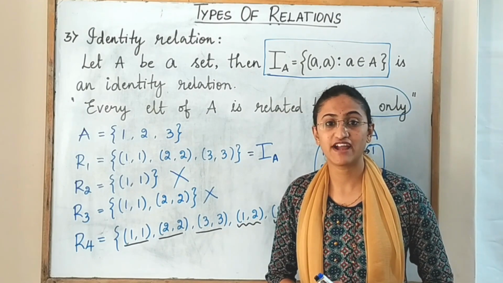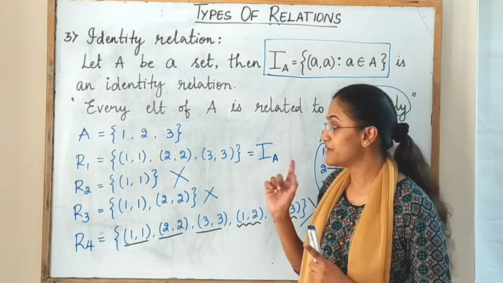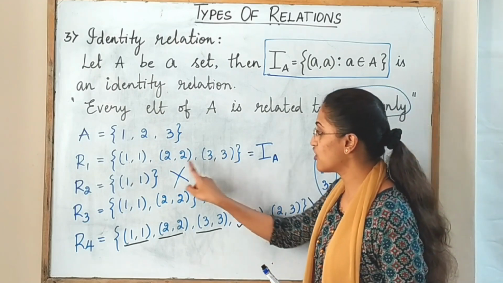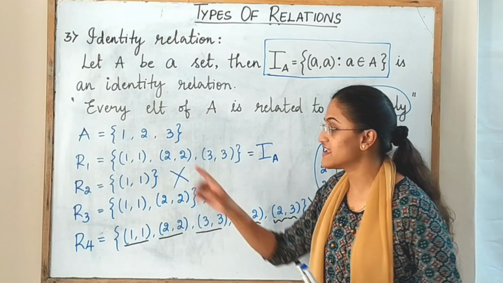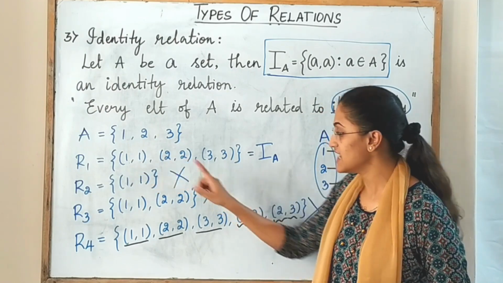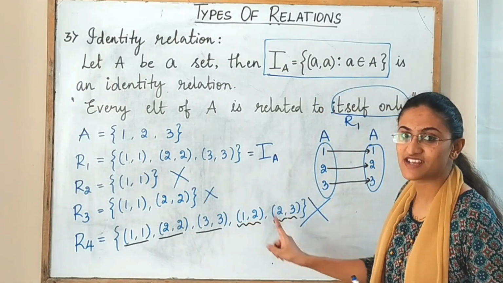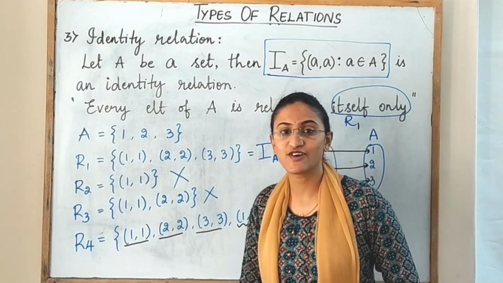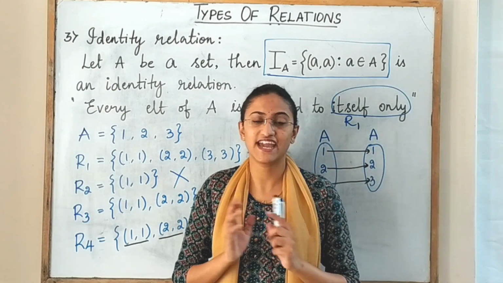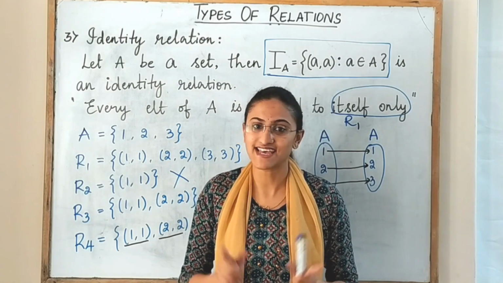I hope you're clear with the identity relation. Be careful that only the like ordered pairs should be there in the identity relation, and unlike ordered pairs should not be there in the relation. Only then can you call a relation from the set A to the set A an identity relation.